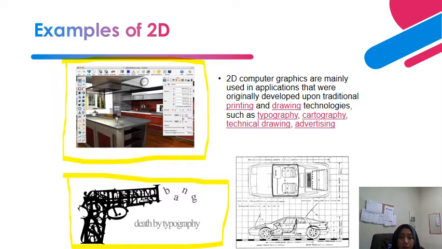So 2D computer graphics are mainly used in applications that were originally developed upon traditional printing and drawing technologies, such as typography, cartography, technical drawing, and advertising.